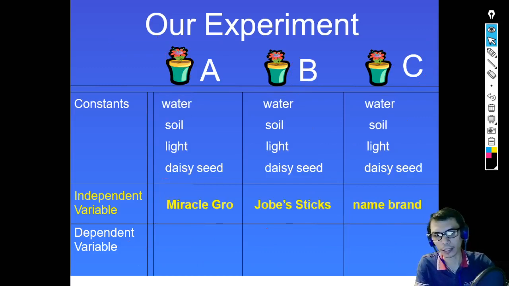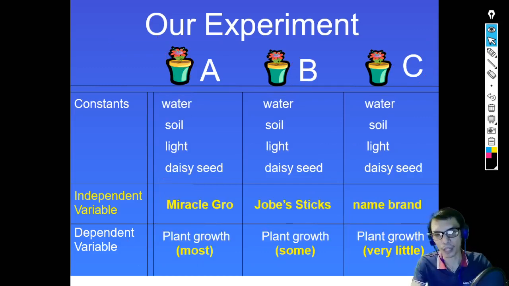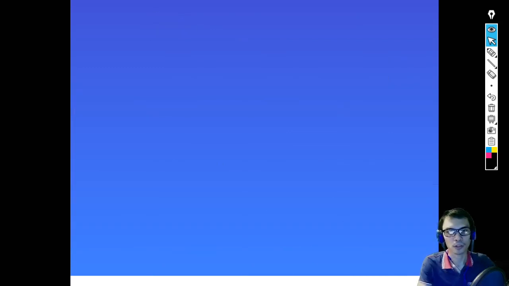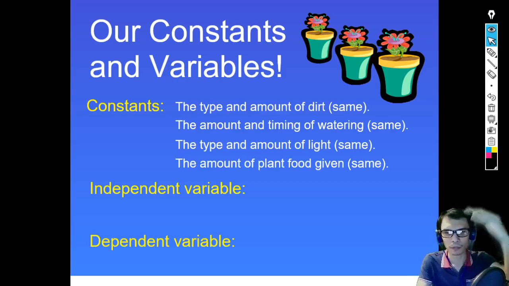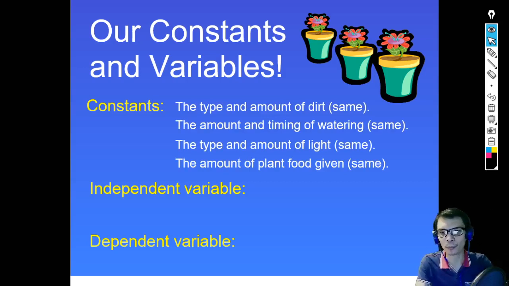Now, if we put it like this, we have here the list of constant variables, the independent variable, and the dependent variable. So next one, if we write it into a particular statement, from that tabulation we can come up with this statement or paragraph.